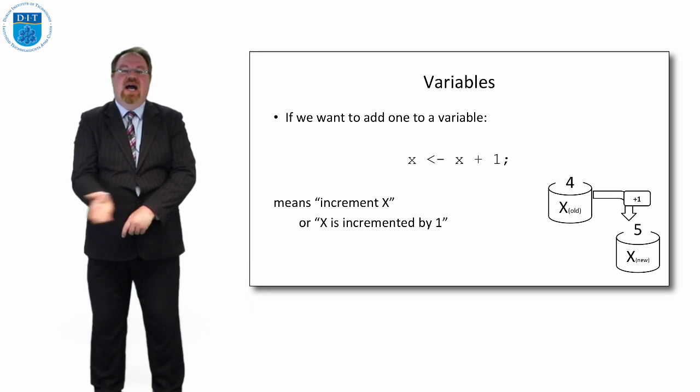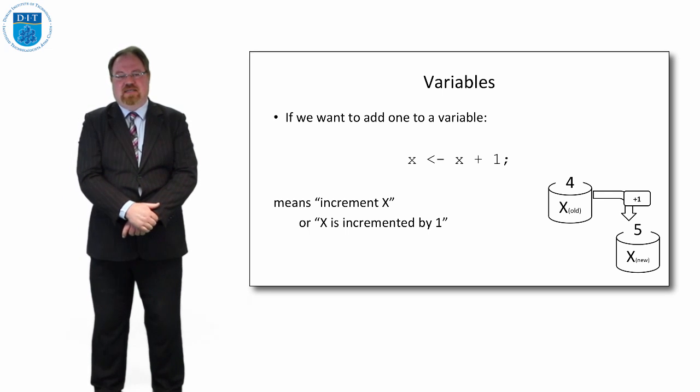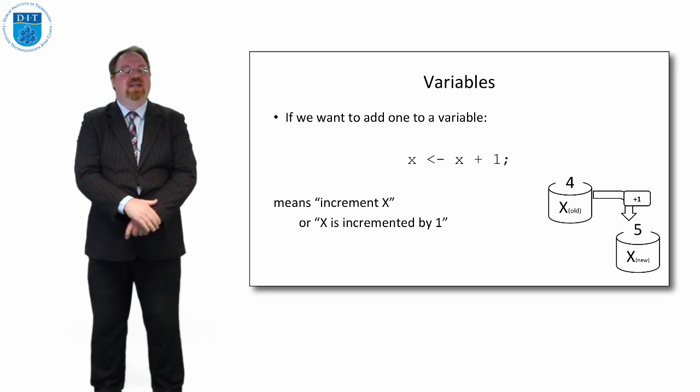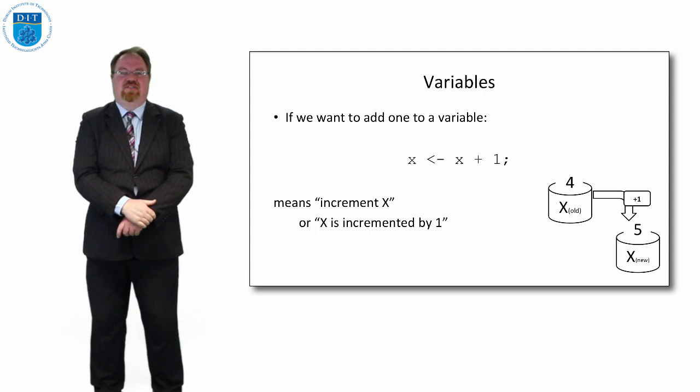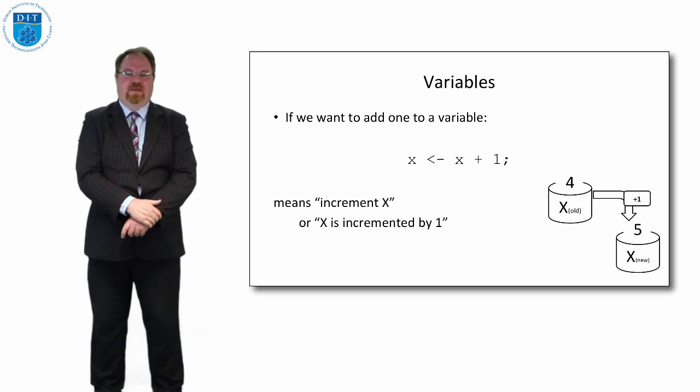So that is to say, we add 1 onto x. We can do x assigned x plus 2, x assigned x plus 10, x assigned x plus 100, whatever we want. But that means it has to know the old value of x and the new value of x. The old in this case is 4 and the new is 5.